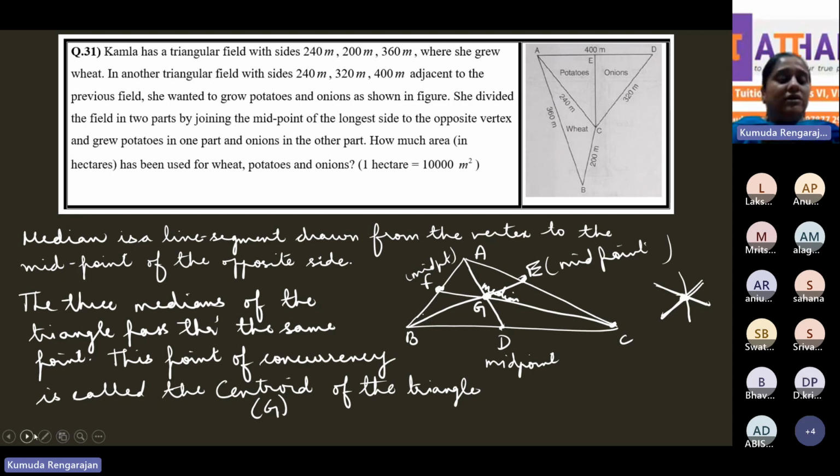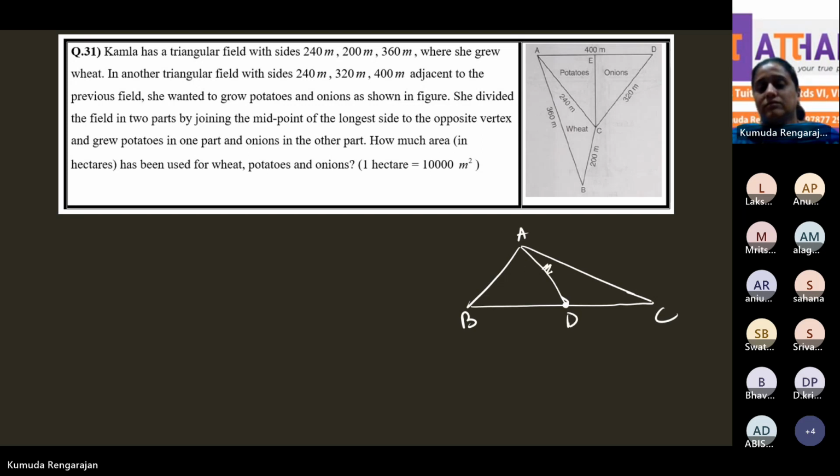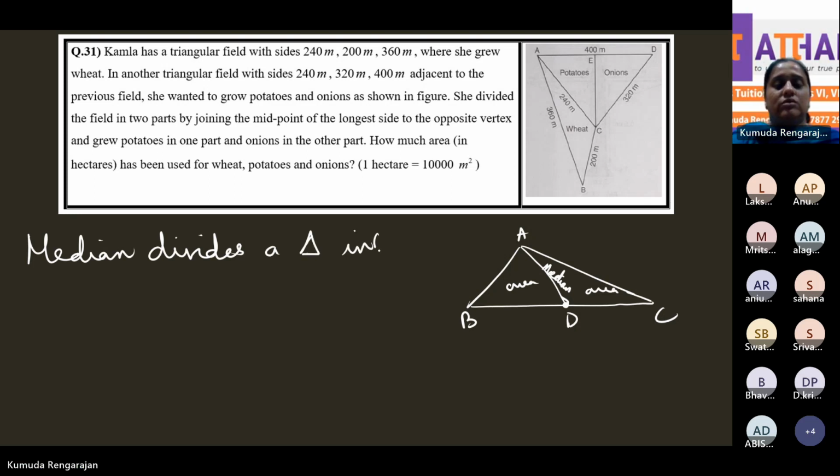Okay, so this is about a triangle and its medians. Now, an important property of the median. Okay, so a median divides a triangle into two triangles of equivalent area.